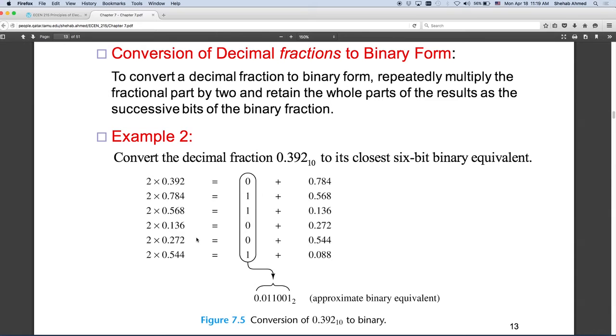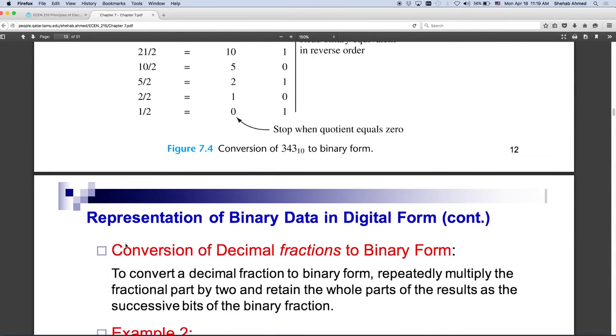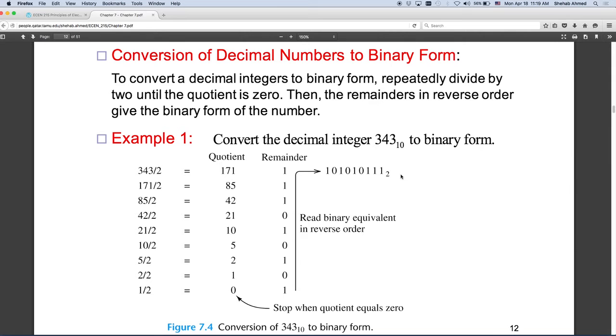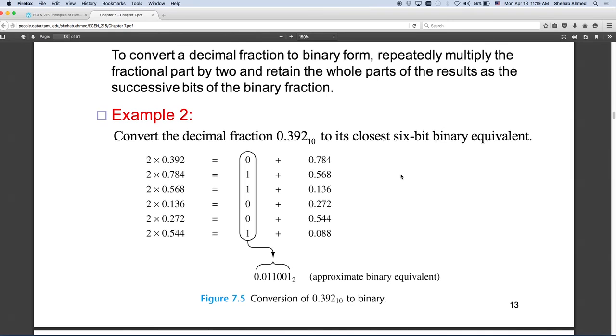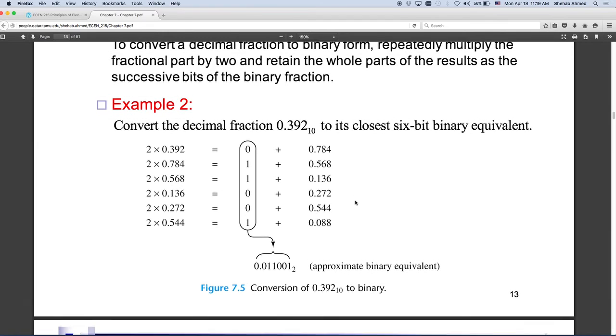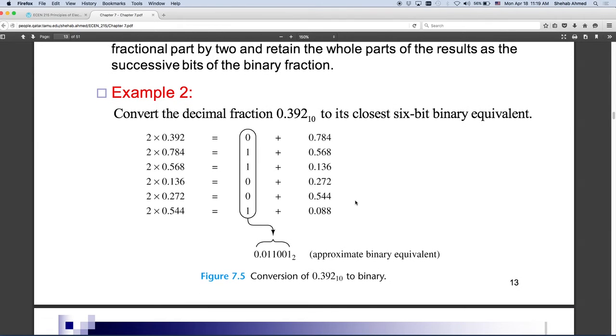So now I can take whatever I did here, 343. So whatever I did on the integers and whatever I did on the decimals, and come up with a representation for 343.392. I can just put the two numbers next to each other and assume that the decimal point is in a certain location, right? And again, there's no decimal point in the computer. You will say my least significant 6 bits are going to be representing my decimal portion. My most significant, whatever number of bits, are representing my integer portion. It's just an agreement, right?